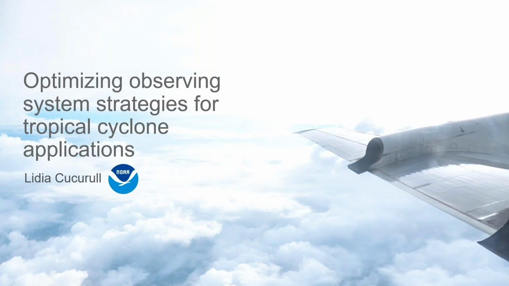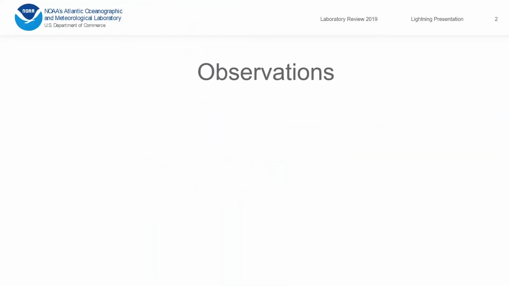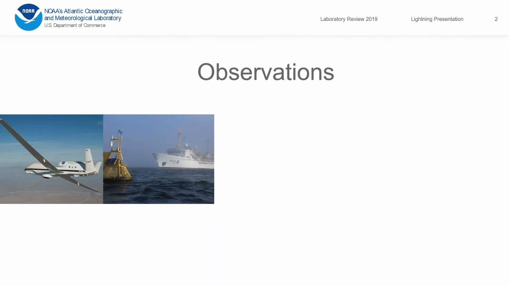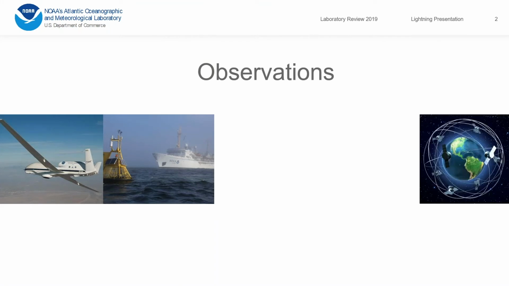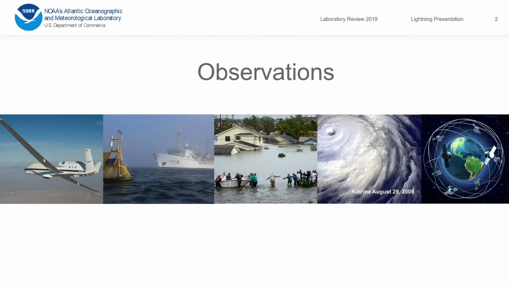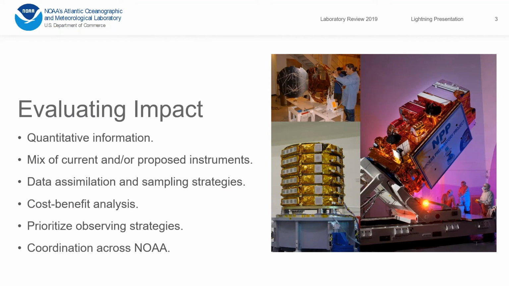Hi, everybody. I'm going to talk about how we optimize observing system strategies for tropical cyclone applications. We have a wide breadth of observations. We take measurements from ships, from aircraft, from satellites. So the question is, how do we combine all these observations in an optimal way so we can do a better job in improving high impact weather events and also save lives and property? So that's what we do.